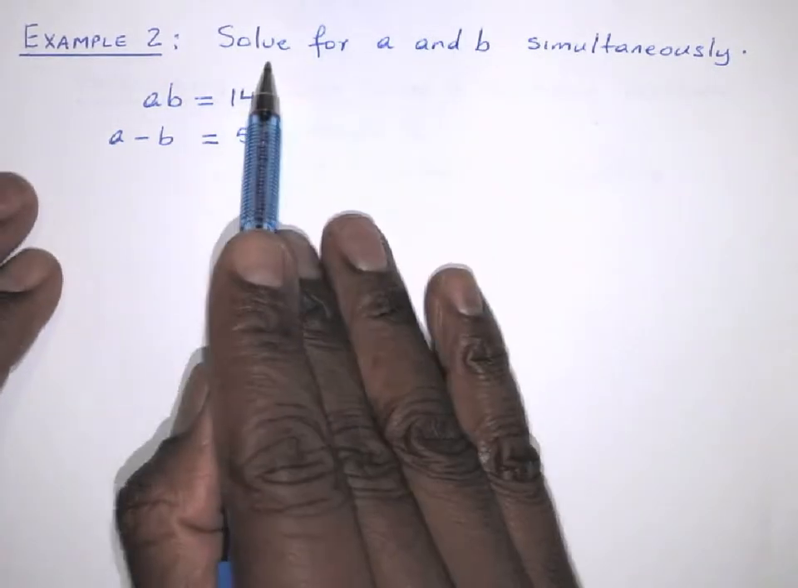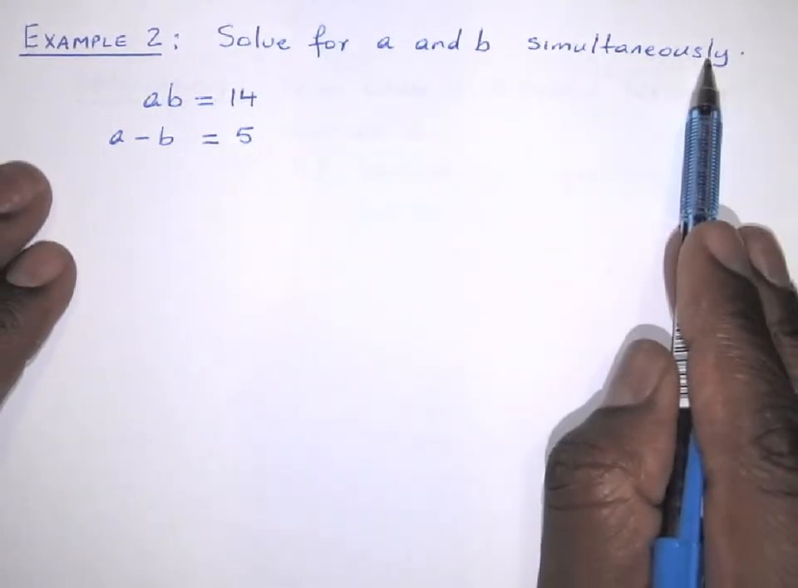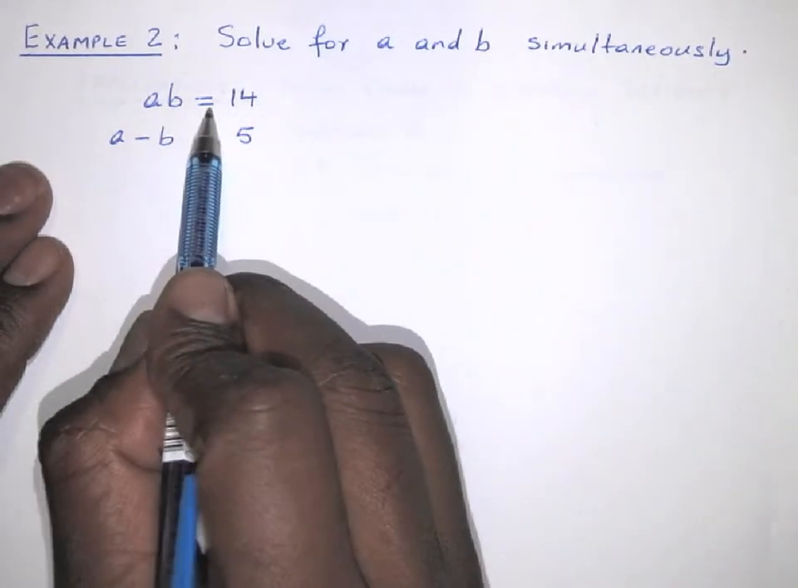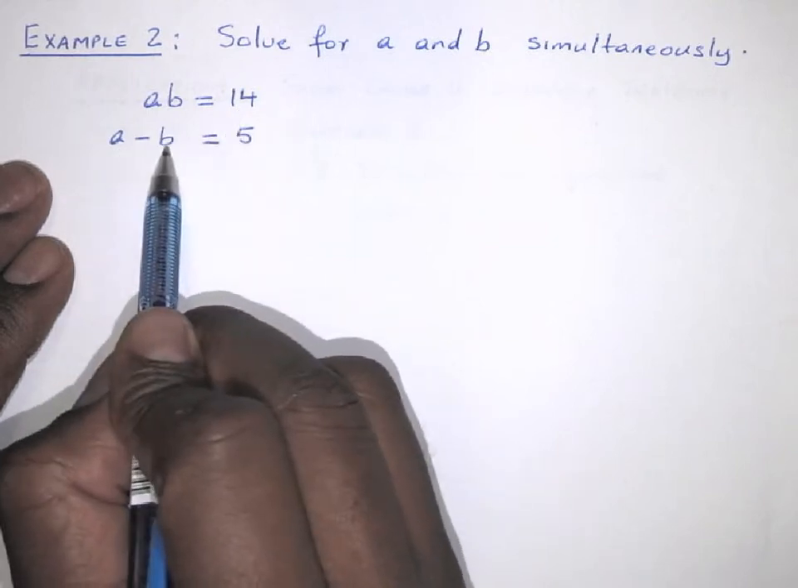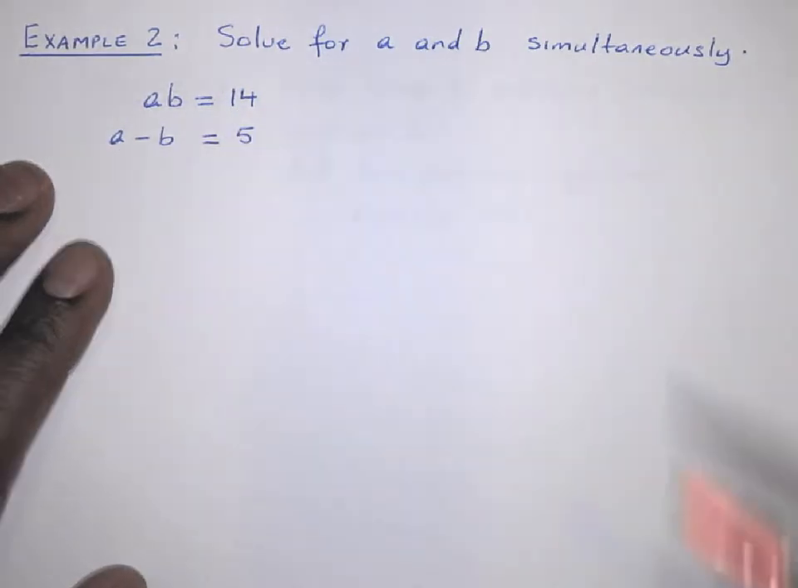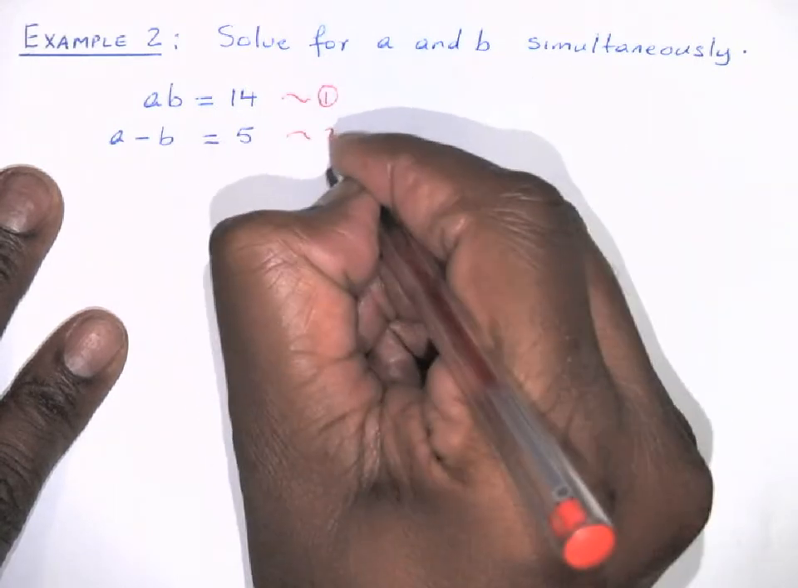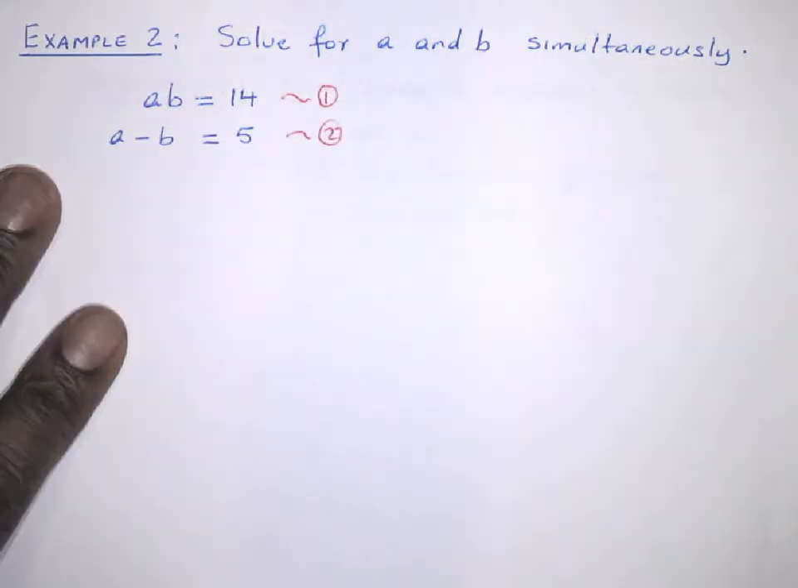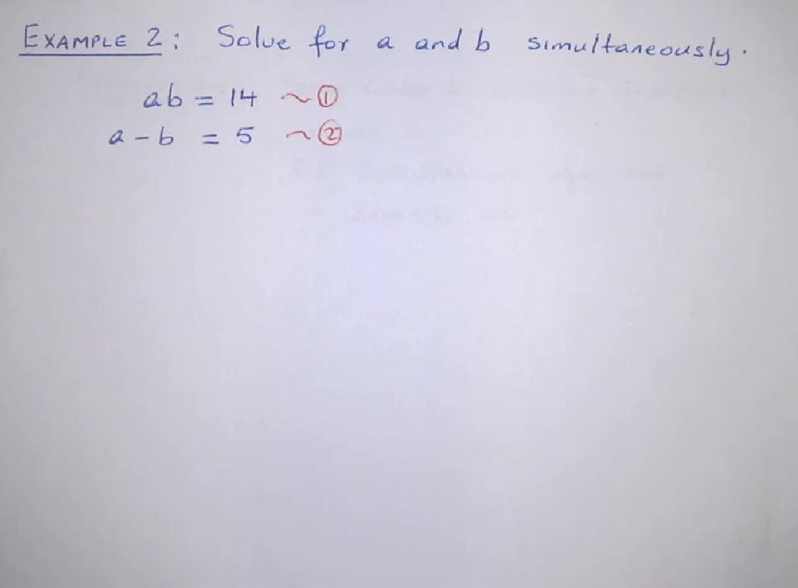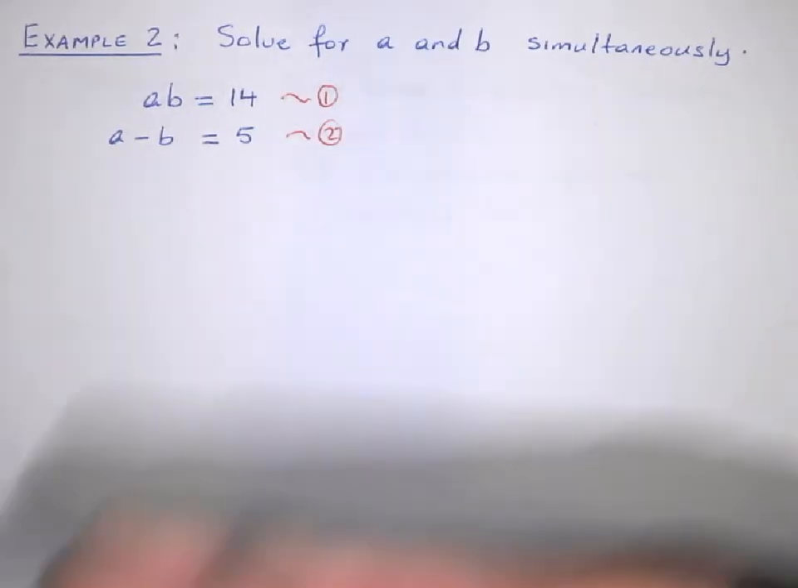This one here, they say solve for a and b simultaneously. Now you can see ab is equal to 14, a minus b is equal to 5. These are two equations. Let's label them again. So that's the first equation, that's the second equation, because they may not label it for you. Label it so that it's easier for you to see where you start and where you substitute.